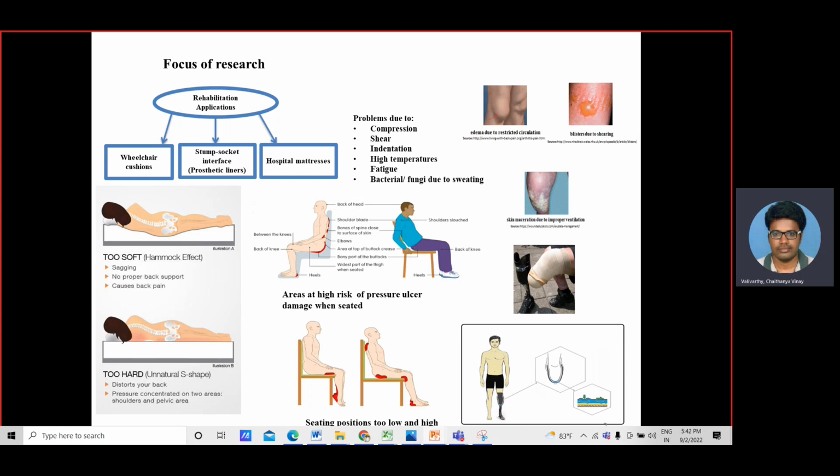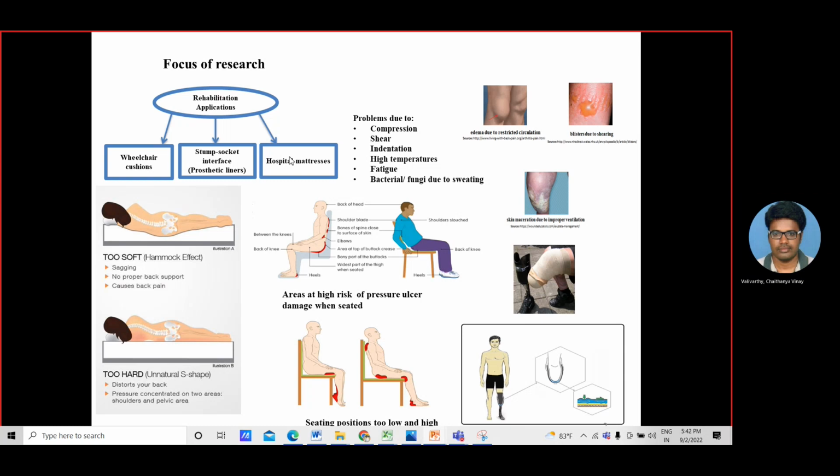Even though current liner materials exist, there are problems like blisters, edema due to restricted circulation, blisters due to shearing, and skin maceration. These are the common problems they are undergoing. So in order to reduce these problems also, there is a need for an ideal cushion material.